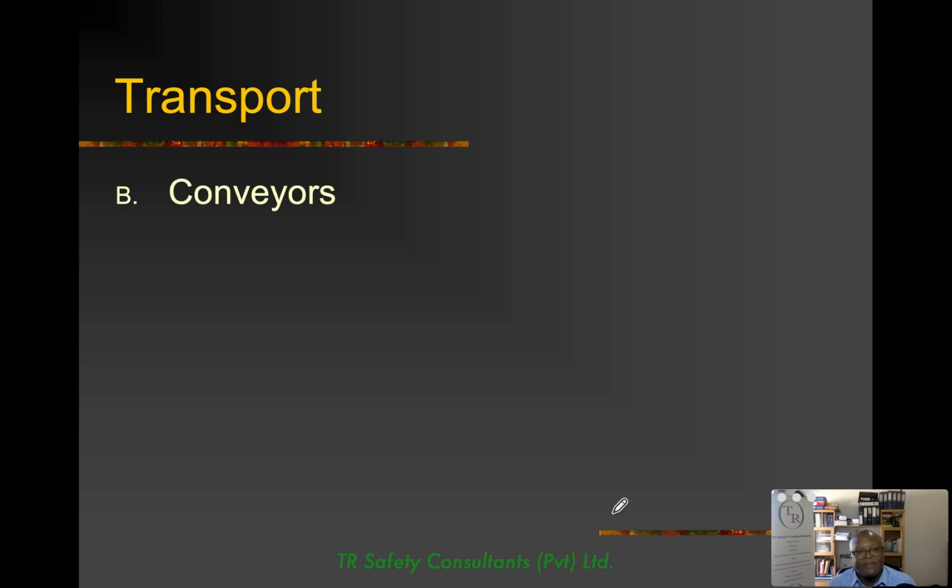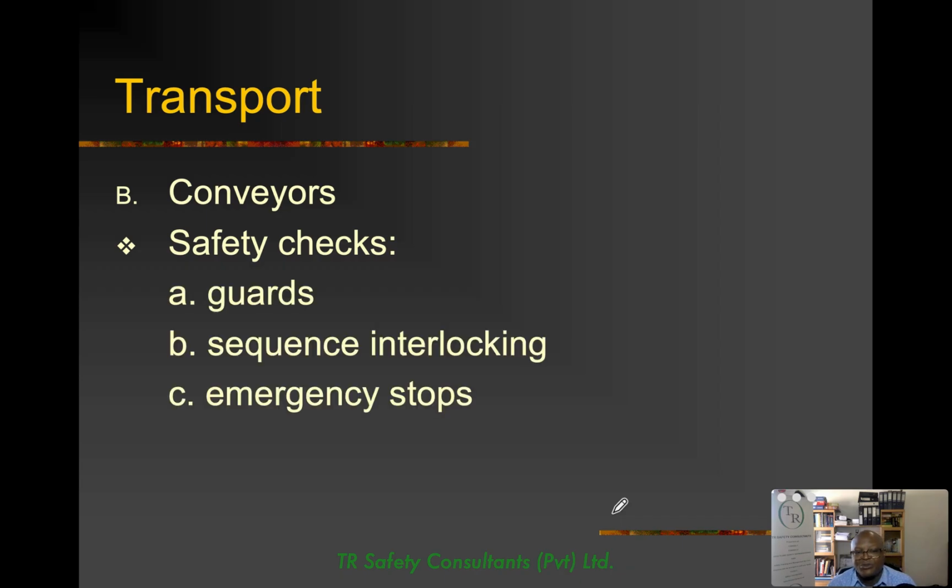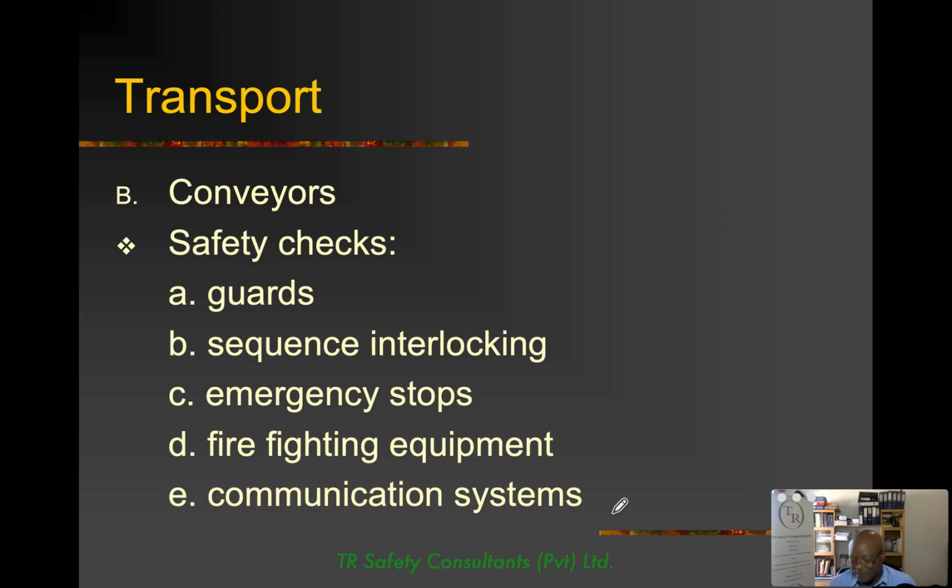So the different types of transportation, again, conveyor belts, also dealing with one of your objectives. What checks do you do on your conveyor belts? We've touched on this as well, even in underground fires. The guards are in place, sequence interlocking, emergency stop, firefighting equipment available, communication system must be available as well.